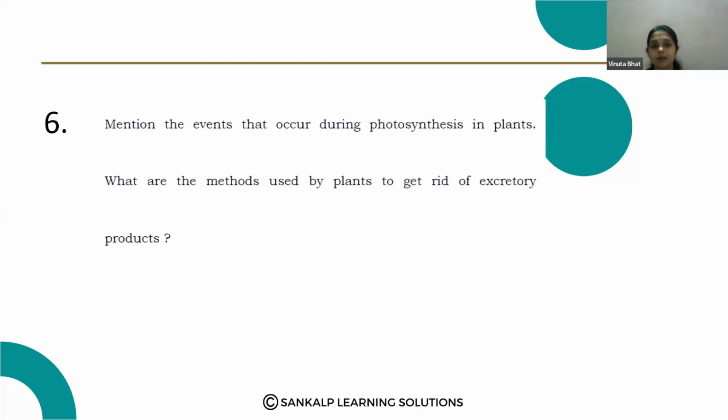Next question. Mention the events that occur during the photosynthesis in plants. What are the methods used by the plants to get rid of excretory products? Mention the events that occur during the photosynthesis in plants, and you have to write what are the methods used by the plants to get rid of excretory products.